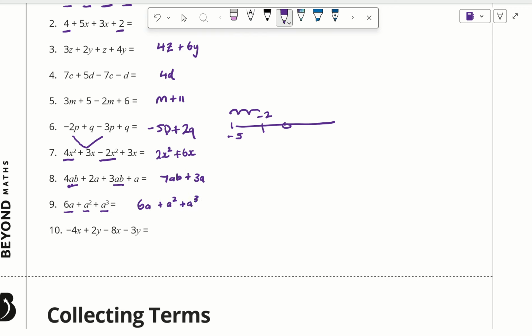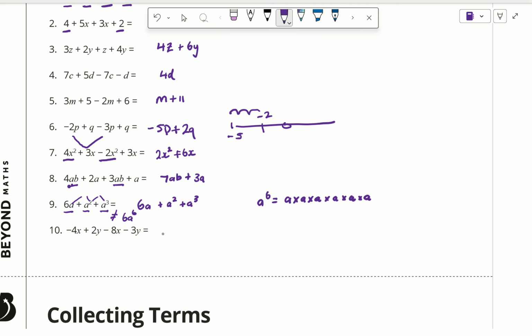What a lot of students might do is they might just add these together. 3 plus 2 is 1. No, it's not. It's not equal to 6a to the power of 6. a to the power of 6 is a times a times a multiplied by itself 6 times. Okay?